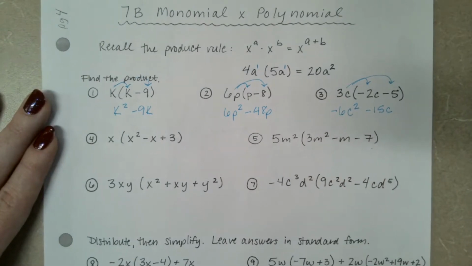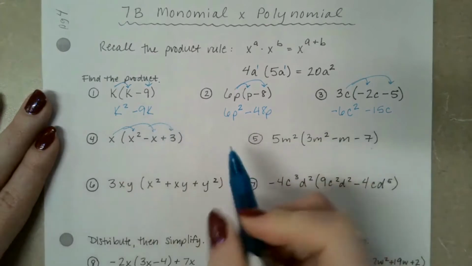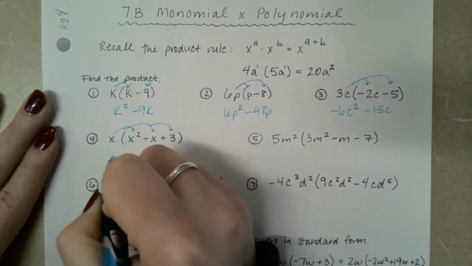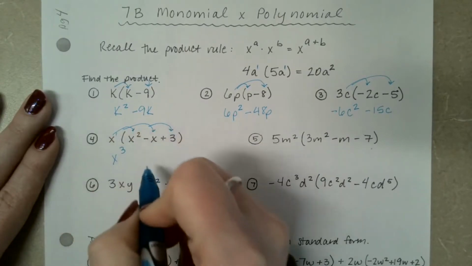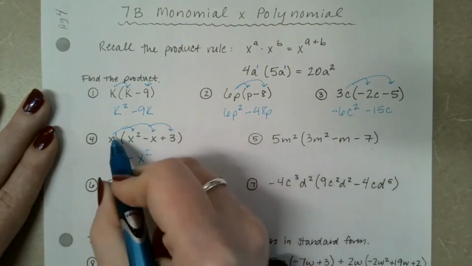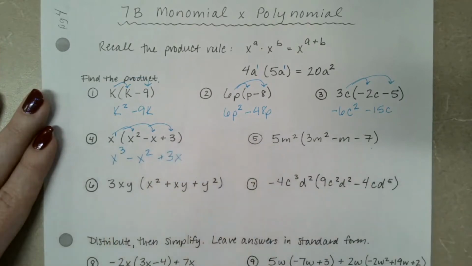combined with. In number 4, we'll take the x into all three pieces, so the same as our previous distributive property. This one just has 3 pieces. So x times x squared will give me x cubed because of the 1 plus 2. X times negative x will give me negative x squared, again 1 plus 1 in the exponents, and then x times 3 will just give me 3x.